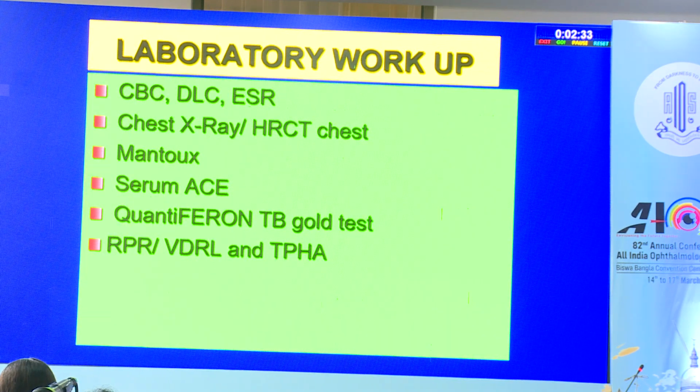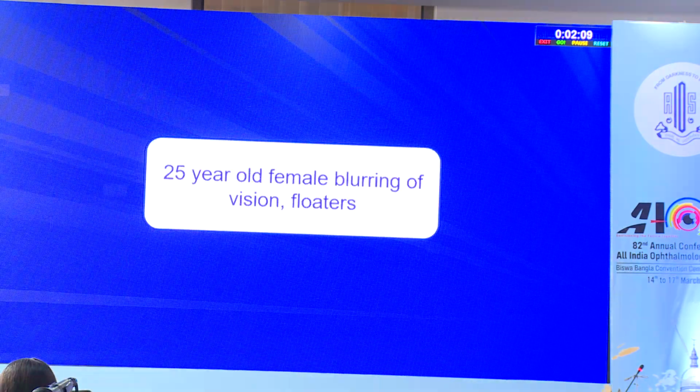How do you work up the patient? CBC, DLC, ESR are important. I don't do a chest X-ray; I do an HRCT chest and Mantoux to rule out tuberculosis. Serum ACE, though not the best marker for sarcoidosis, should be done. Quantiferon TB Gold test. And the SUN group says that in all patients with intermediate uveitis, one needs to rule out syphilis. Syphilis can mimic any type of uveitis.